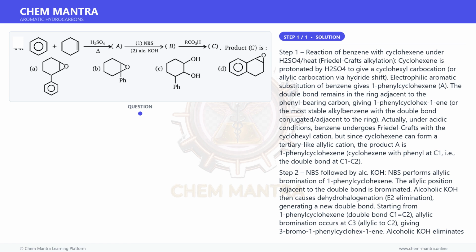Actually, under acidic conditions, benzene undergoes Friedel-Crafts with the cyclohexyl cation, but since cyclohexene can form a tertiary-like allylic cation, the product A is 1-phenylcyclohexene, cyclohexene with phenyl at C1, i.e., the double bond at C1, C2. Step 2. NBS followed by alcoholic KOH.